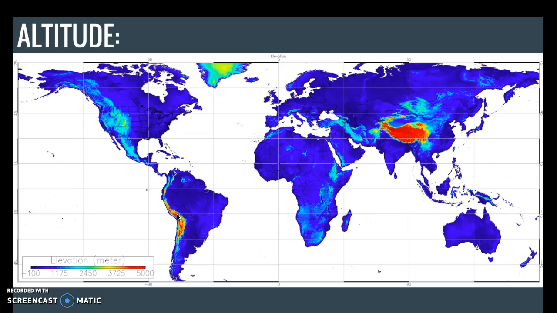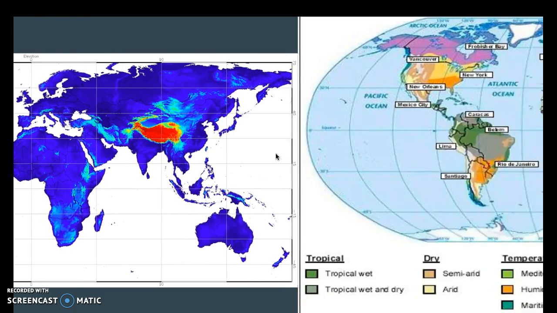So far we have latitude, right? Are you near the equator? Are you far from the equator? And now a second one is altitude. Are you high up in the air or are you down at sea level? The higher up we are, the colder it's going to be.